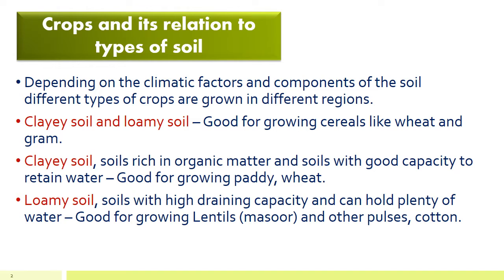Depending on the climatic factors and components of the soil, different types of crops are grown in different regions. It is a very common phenomenon you must have observed in movies, or you must have visited different places also, that different climatic factors lead to different types of soil in particular regions. So the type of soil in a particular region is directly dependent on the climatic conditions of that area.